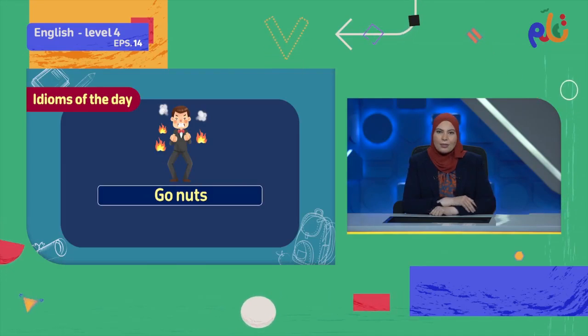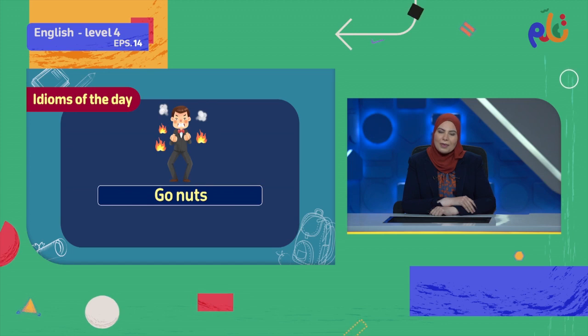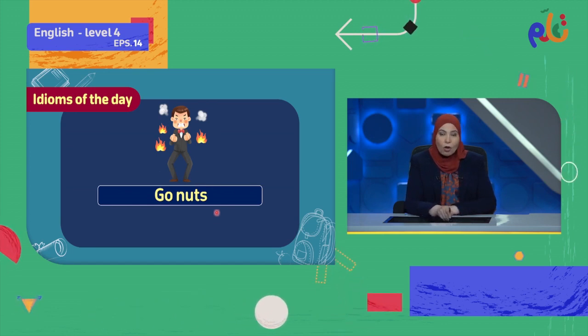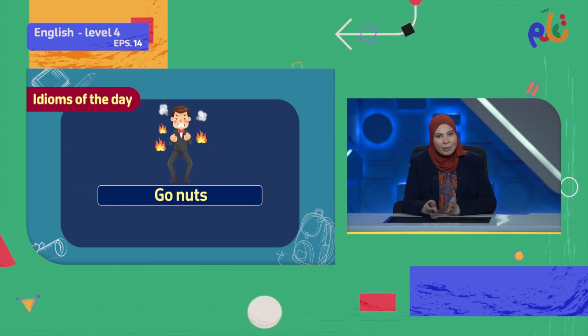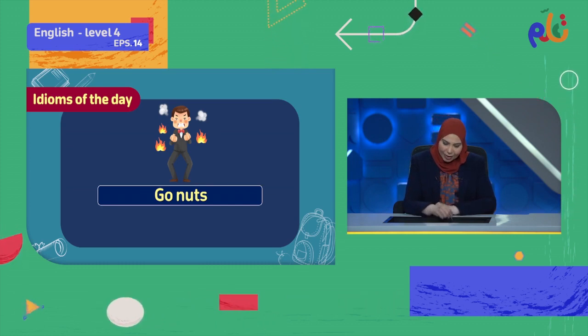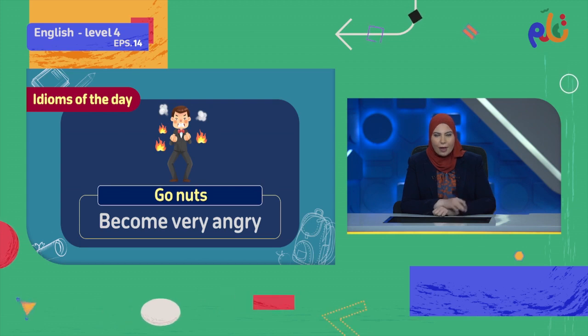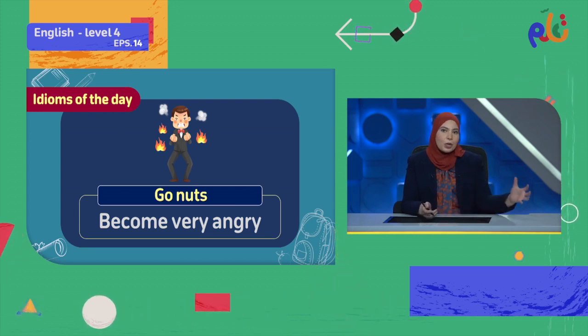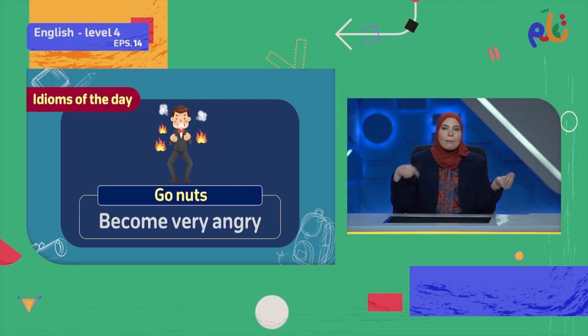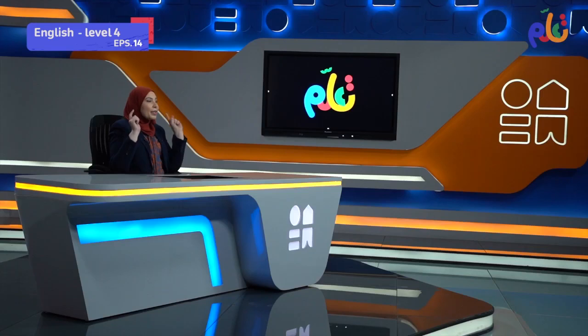So what is the connection between go nuts and this picture? What do you think the picture means? What do you think the idiom means? So go nuts has the same meaning as breathe fire. Do you remember the meaning of breathe fire? So become very angry. So we can use it in the same situation, or we can use it to replace breathe fire.